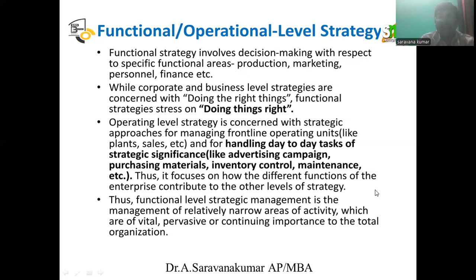Operating level strategy is concerned with strategic approaches for managing frontline operating units like plant, sales, etc., and for handling day-to-day tasks of strategic significance like advertising campaigns. So every day you can run the advertising campaign, purchasing materials, inventory control, maintenance, etc. Thus, it focuses on how the different functions of the enterprise contribute to the other levels of strategy. The functional level strategic management is the management of relatively narrow areas of activity which are of important, pervasive, or continuing importance to the total organization.